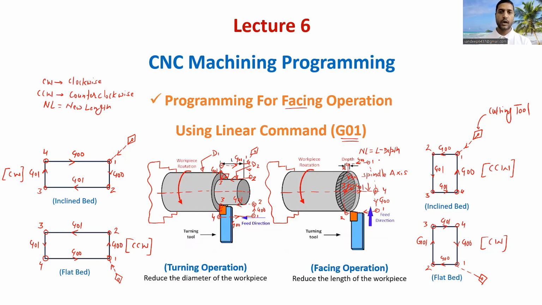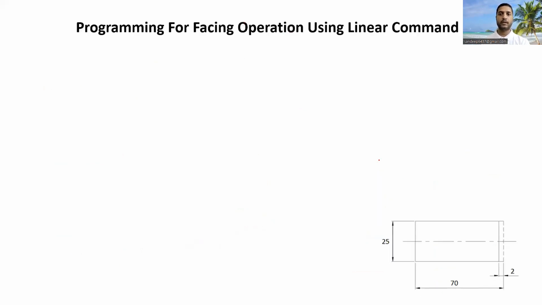This is the depth. So I hope now the difference between turning and facing is clear to you. Now let us move ahead and try to write our third program in this lecture series for facing operation by using linear command G01. This figure shows the part drawing of a cylindrical workpiece where the outside diameter is given as 25 mm, the total length of the workpiece is 70 mm, and this is the depth, 2 mm. So we will remove 2 mm from this 70 mm length.